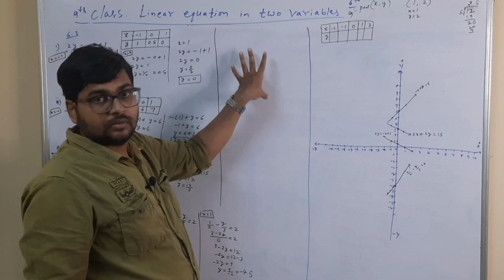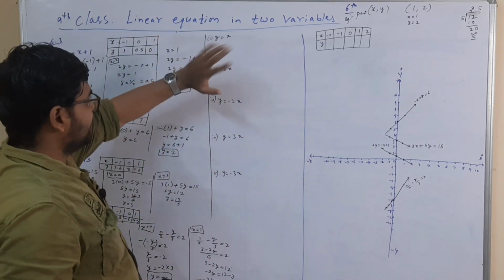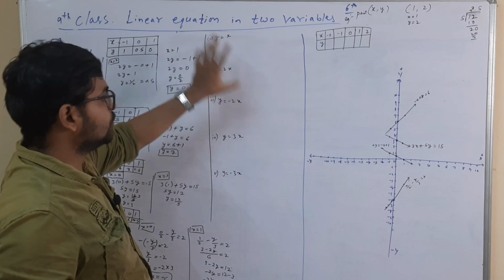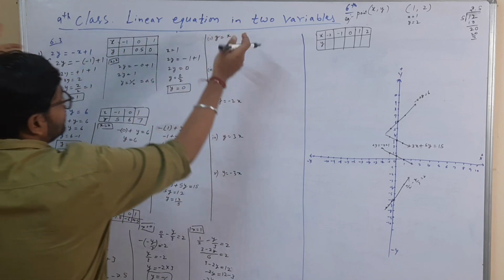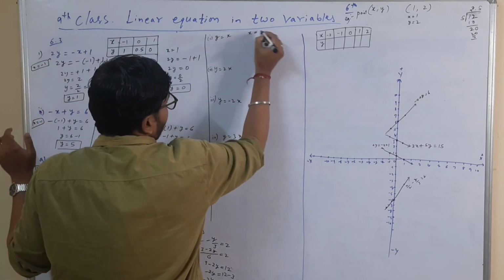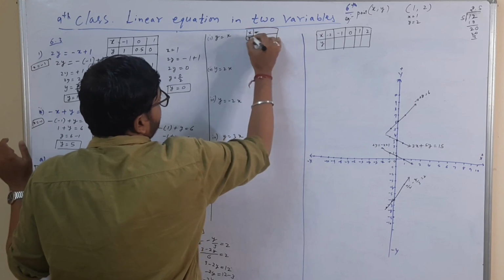I'll write the next question here. Okay, the question I have written here. See, the next question, the second one: x equal to y. So this one also we have to find out the graph. We go for the same thing. We just substitute these values. We take x values. Always take a box like this with x and y values.